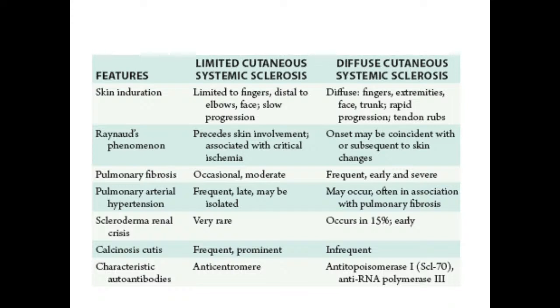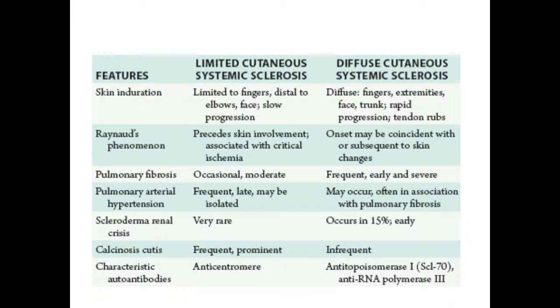So just to summarize, skin induration means the trunk and proximal skin areas are involved in diffuse, while they are spared in limited cutaneous. Raynaud's phenomenon may be present for many years before the clinical diagnosis of scleroderma is made in the limited cutaneous variety, while usually Raynaud's phenomenon is concurrent with the clinical diagnosis in diffuse cutaneous sclerosis. Pulmonary fibrosis is frequent and early in diffuse cutaneous, while it is occasional and moderate classically in limited cutaneous. I am stressing this point because the prognosis of the patient, and the progressive organ involvement, depends on the phenotype of the patient.